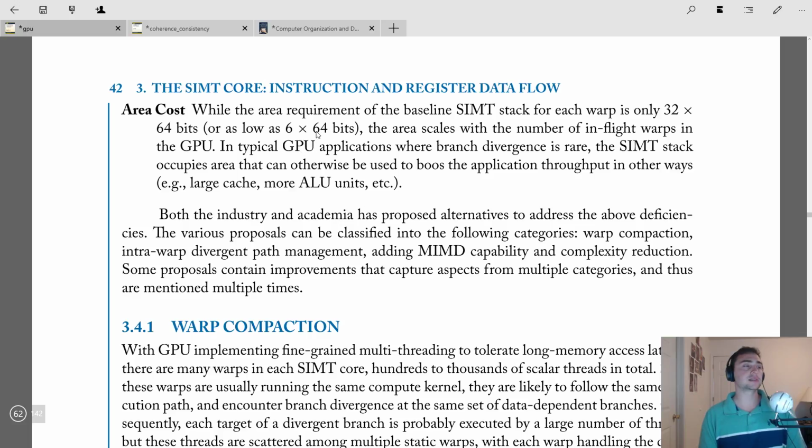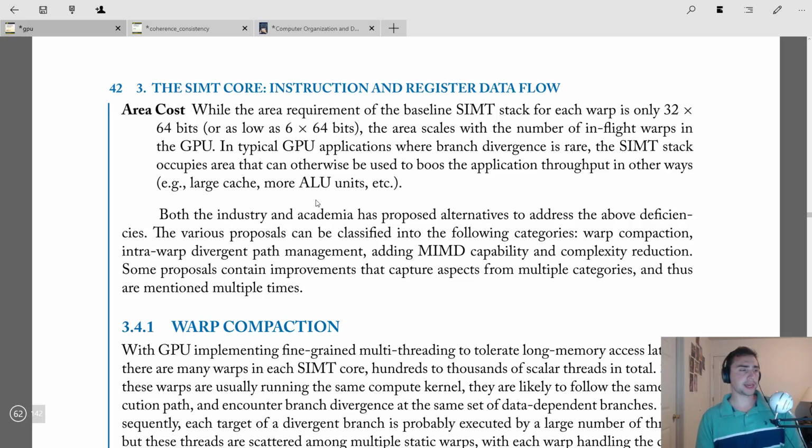Another thing is area cost. For the baseline SIMT stack, the storage for each warp is only 32 by 64 bits, or as low as 6 by 64 bits. The area scales with the number of in-flight warps in the GPU, right? In typical GPU applications where branch divergence is rare, the SIMT stack occupies area that can otherwise be used to boost the application throughput in other ways, right? This could instead be spent on other things like a larger cache or more ALUs. So we don't want to make the SIMT stack too big, or maybe we want to ask what alternatives are more area efficient. How can we use these transistors more intelligently?